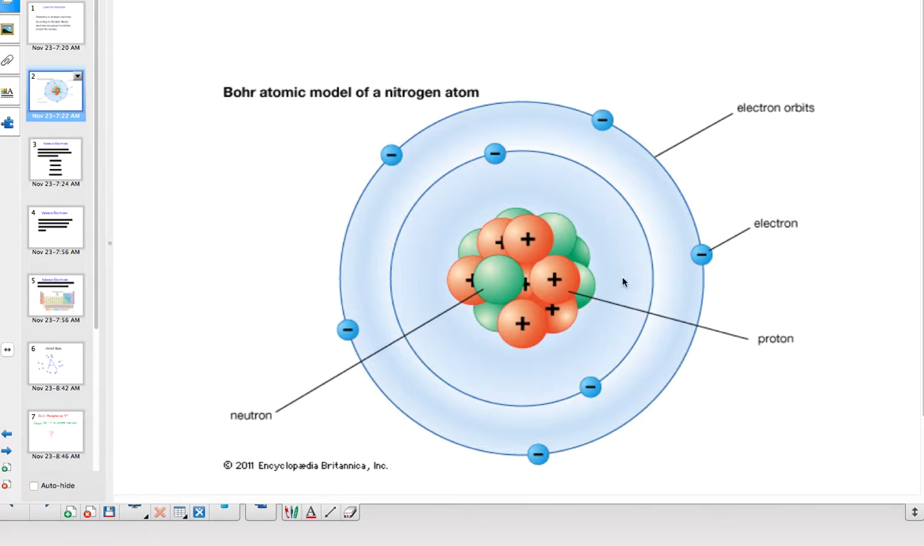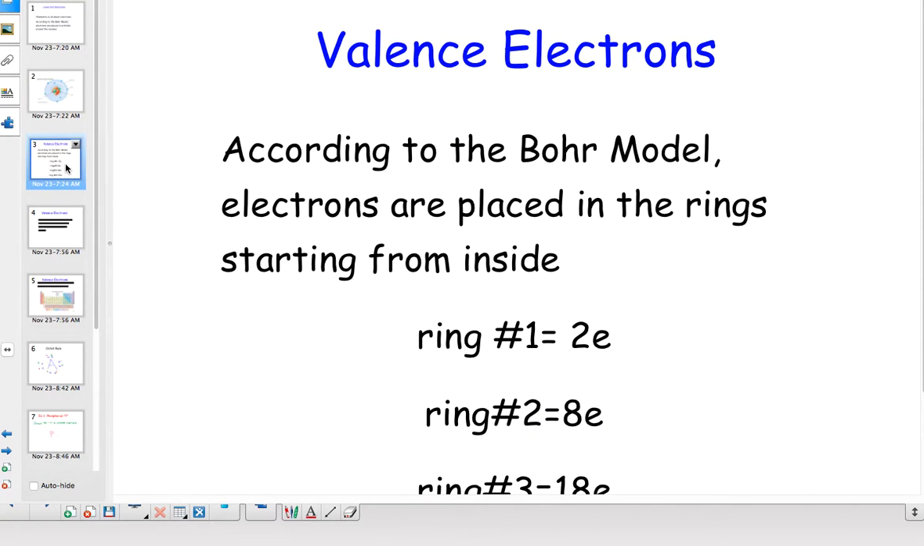And so in this particular case, what do we got? 1, 2, 3, 4, 5, 6, 7 electrons. This is nitrogen, actually, element number 7. However, you can see that 2 of them went in the first ring there, and then we had 5 left over in the ring past that. So that's what's going to be important, those number of electrons in the outer ring. Okay? These are called valence electrons.